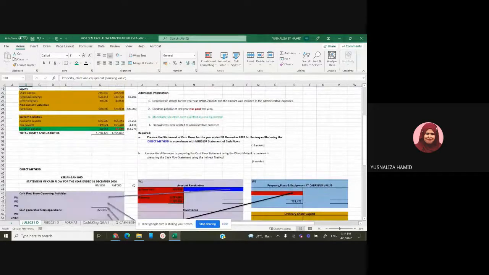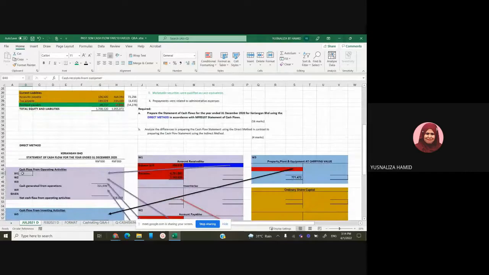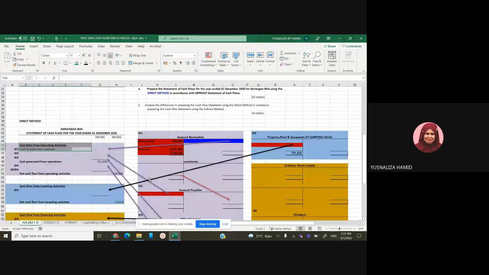Okay, the first thing that we will do is to find out, again the same thing, the cash receipt from customer. So we'll first write the cash receipt from customer here. You can see that I have already prepared a few arrows there, because the arrows will show you where I get the figure from. For example, cash receipt from customer in this question should be this figure, 6720,920. How do we get that?